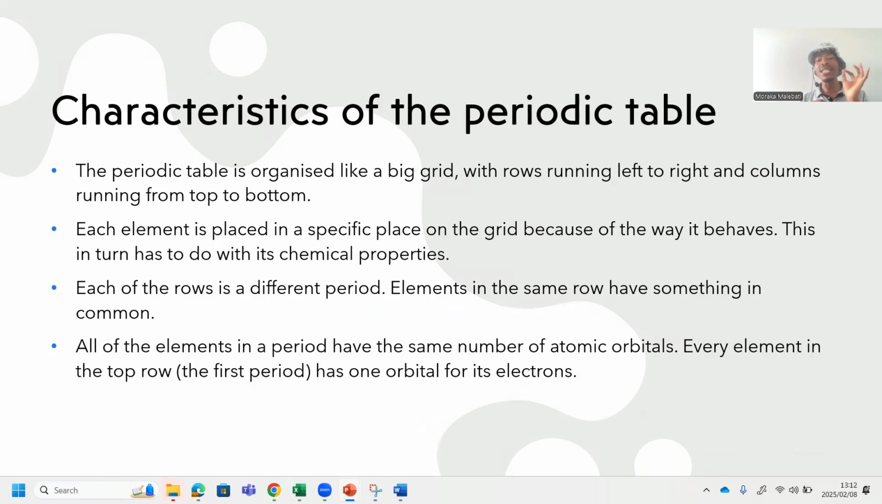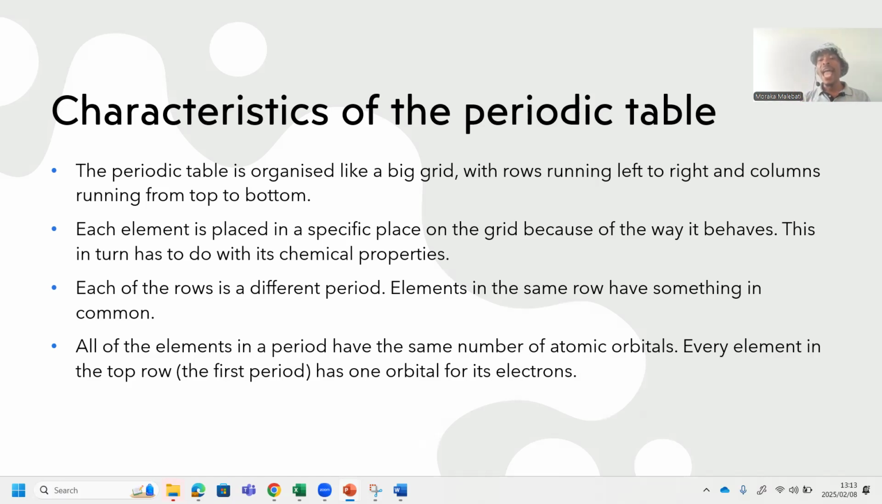Each of the rows is a different period. Elements in the same row have the same chemical and physical properties, because they have the same number of electrons in their outermost shell. So for group one, they will have one electron. For group two, they will have two electrons. But for group one, hydrogen is the exception. And in group 8 or group 18 with neon, helium will be the exception. All of the elements in a period have the same number of atomic orbitals.